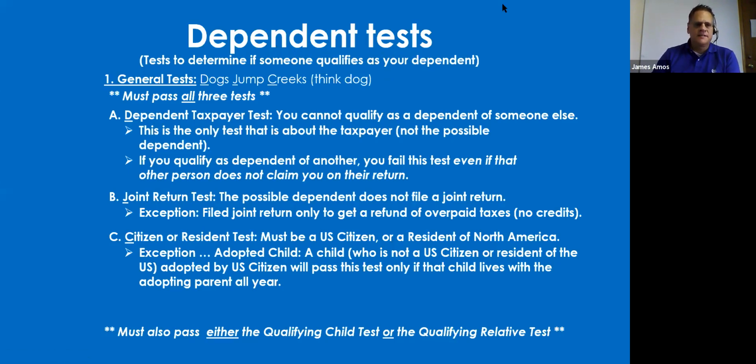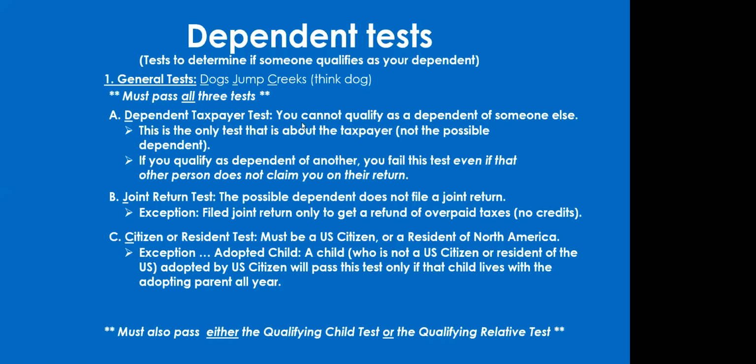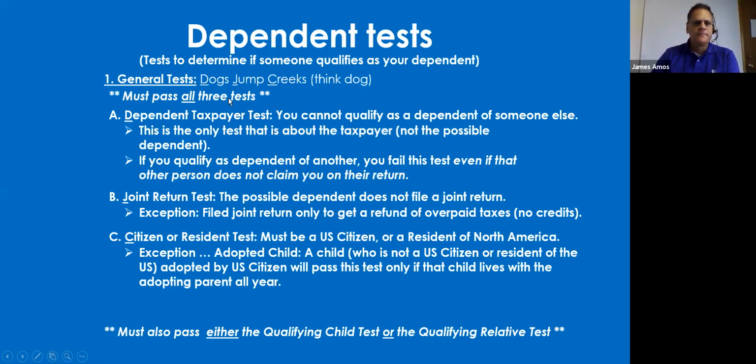So there are actually 3 sets of tests. What do I mean by a set of tests? It means there are some tests within it. The first set is what we call the general tests. Don't worry about dogs jump creeks, all that right now. That's just a memory aid. Let's talk about what's there first. What are the general tests that a person must pass? Well, first of all, you must pass all 3 of these tests, A, B, and C, in order to claim someone as your dependent on your return. You have to pass more than this, but these are the first 3. If you can't pass any of these 3, then that person cannot be a dependent on your return.